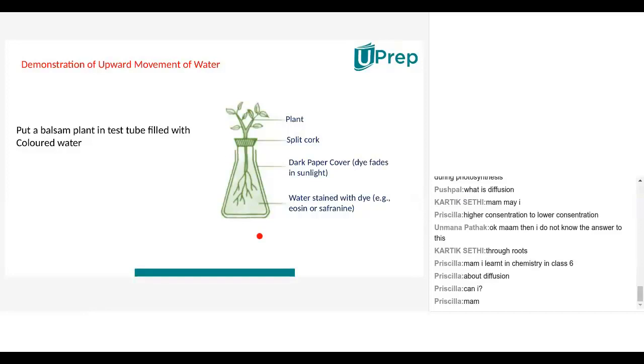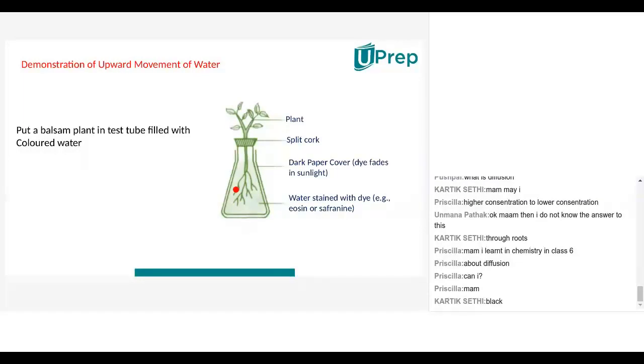Take a glass of water, right? In that glass of water, add some ink, maybe red, blue, pink, whatever color ink you can add. Or if you do not have ink, you can add some watercolor or poster color in it and make it quite dark. Then what you can do is take a few maybe yellow color or white color flowers and put them in the glass.